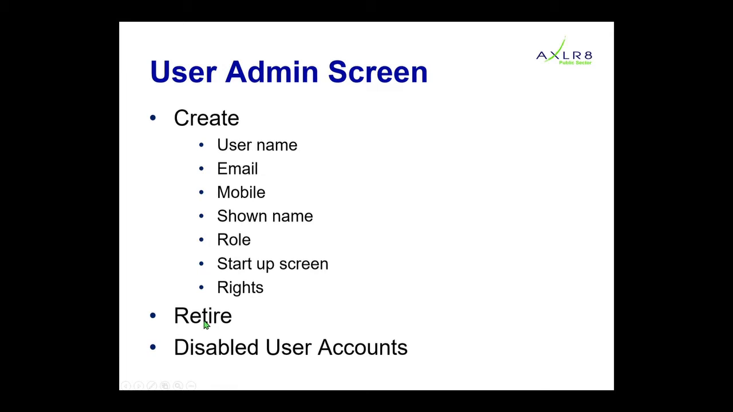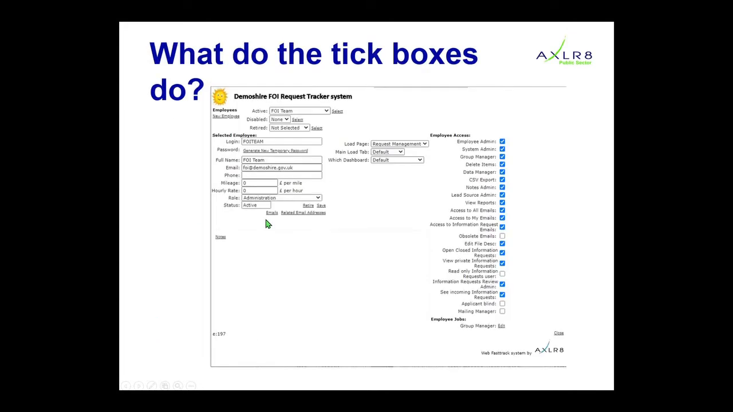If somebody leaves the organisation or leaves your department, there will be a process by which you retire them. You don't delete them, you retire them, because all of their information is stamped into the audit logs if you ever need it for any kind of appeal or review. And those disabled user accounts are still available. Obviously, you can take off the shown name and you can obfuscate it.